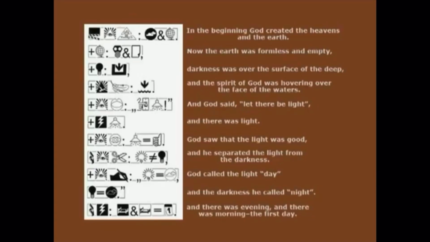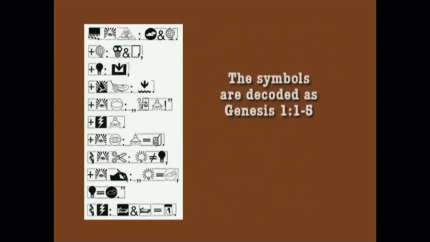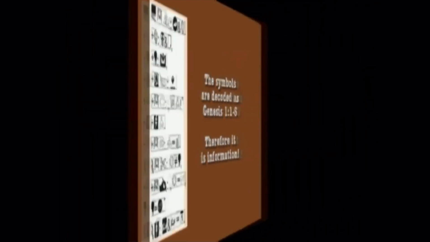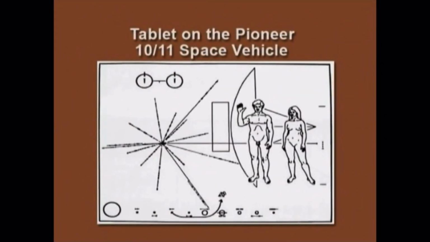You see, there's a special code system, and we can translate the complete Bible in this way. So therefore we can say, this example, we are inside of the definition domain. Let me give another example. Here you see a tablet on the Pioneer space vehicle with this picture. Is it information or not?